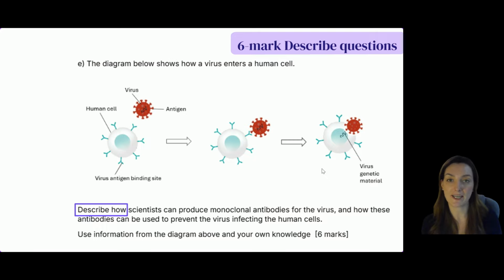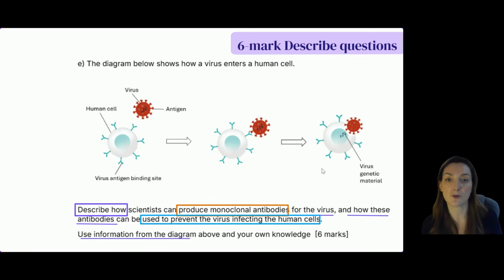The command word here is describe, and it's followed up with the word how. If we're describing how, then we're going to be listing the steps or the stages involved in a process. So we need to describe the steps for scientists to produce monoclonal antibodies. Then we're asked to describe how these antibodies can be used to prevent the virus infecting human cells.